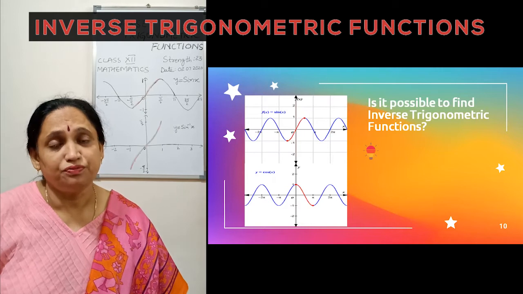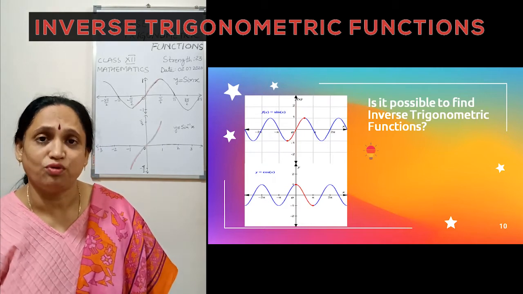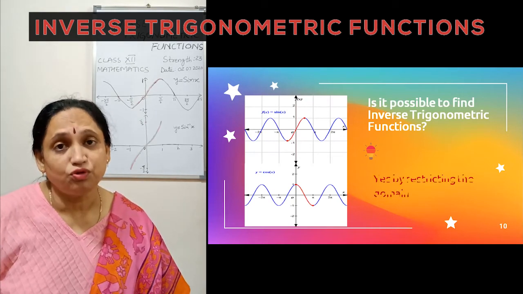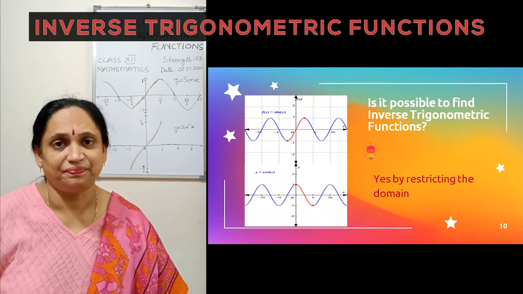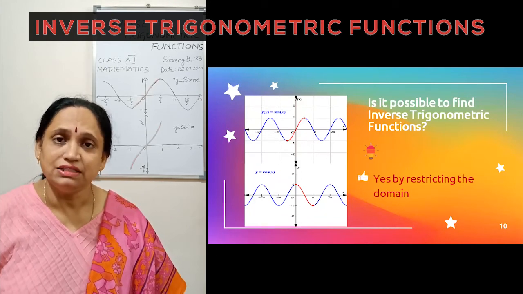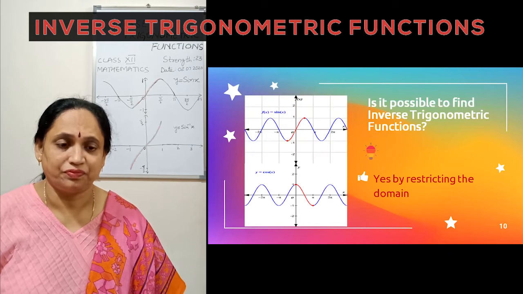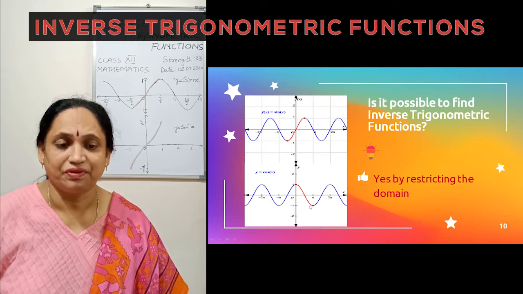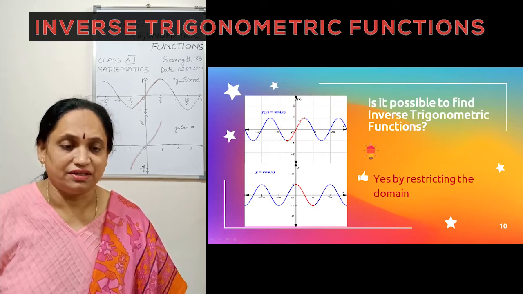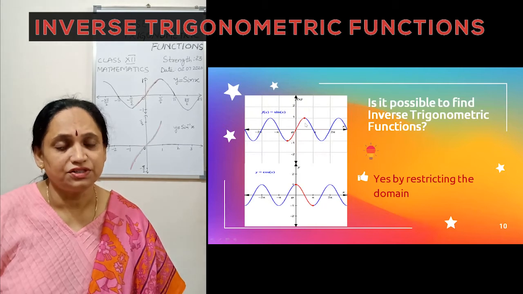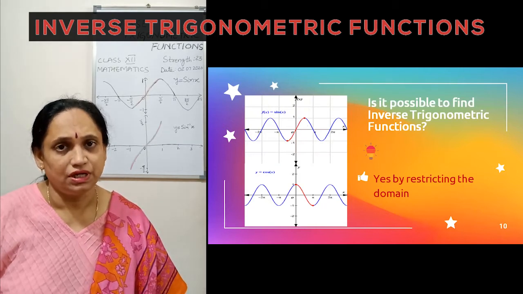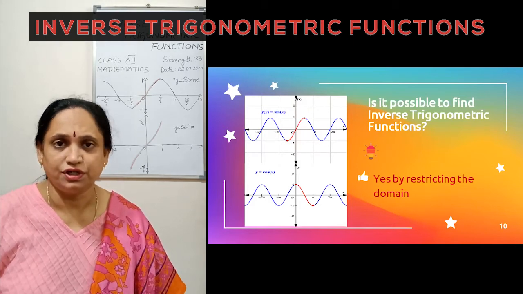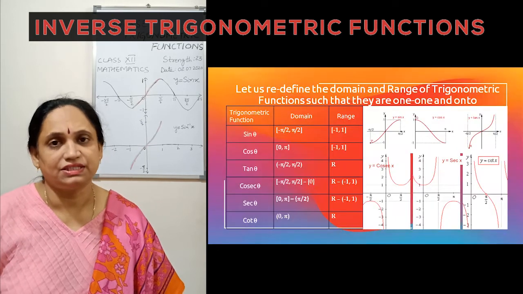Can we do something to make these trigonometric functions 1-1 and onto? Yes, we can. We can restrict the domain of a trigonometric function, and we would get them as 1-1 and onto. You can see the sine graph here and the cosine graph here. If we restrict the domain to a particular region so that we cover all the values only once, we would get a 1-1 and onto function. So let us look at that in the next figure.